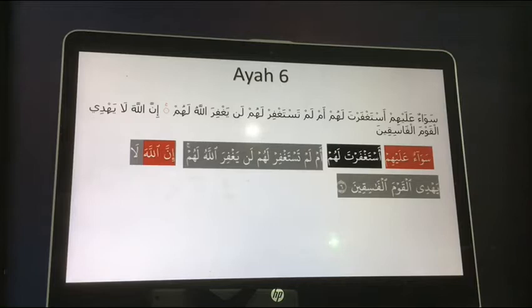So the first one is the positive one, okay? And the lam in the second one is making it negative. So it doesn't matter whether you did seek forgiveness for them, or you did not seek forgiveness for them. Lahum, again lahum, we hear again istaghfar, la yaghfirallahu lahum, okay?